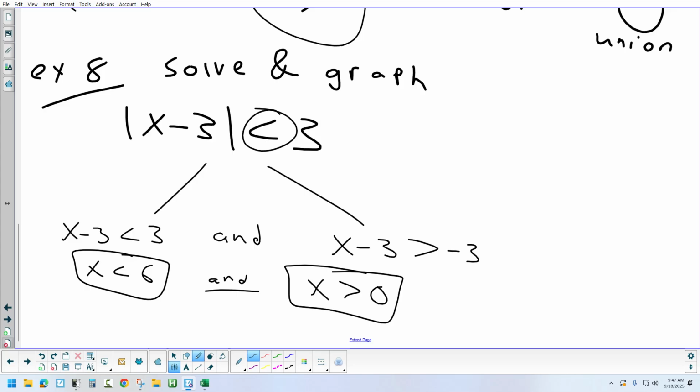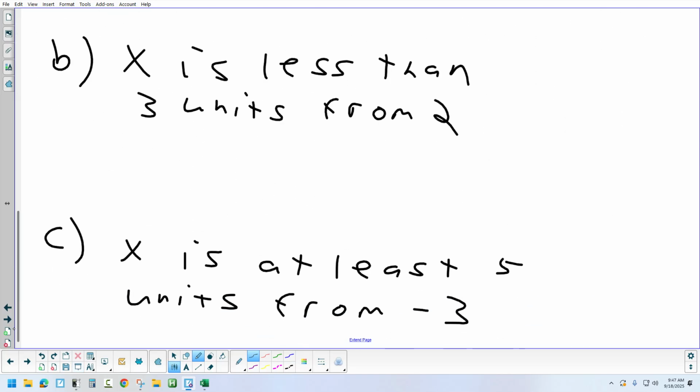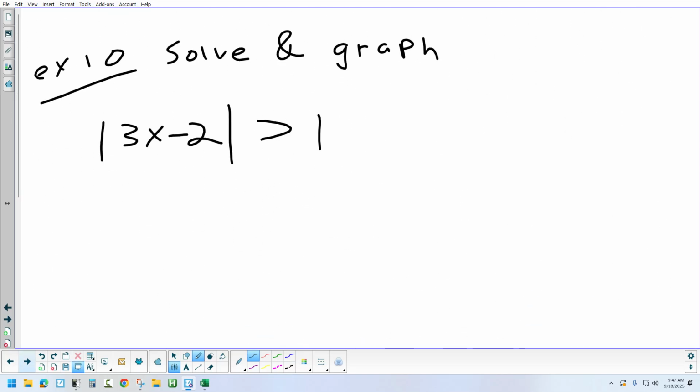All right, let's take a look at, actually, I'm not worried about that right now. Let's look at this one, solving and graphing. Can anybody tell me, is the absolute value isolated in this case? Yep, it's already isolated. So what would be one problem I could split it into?